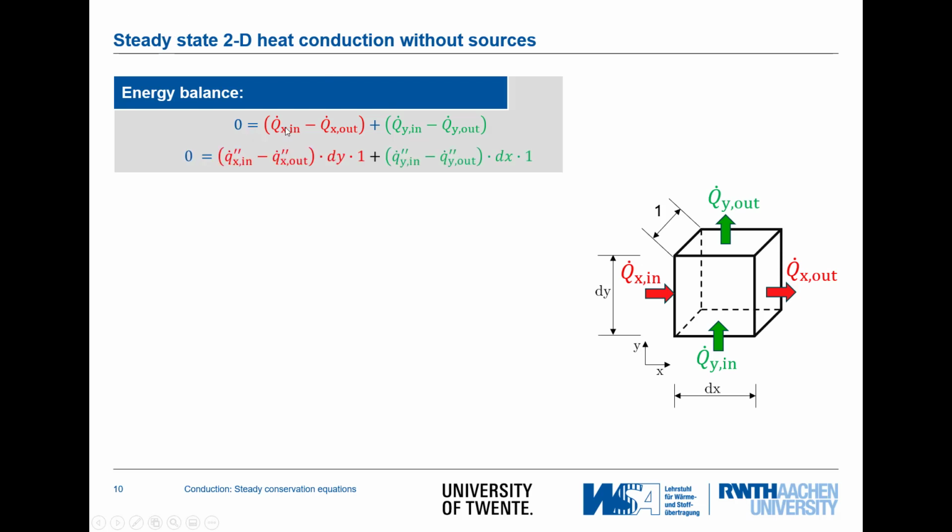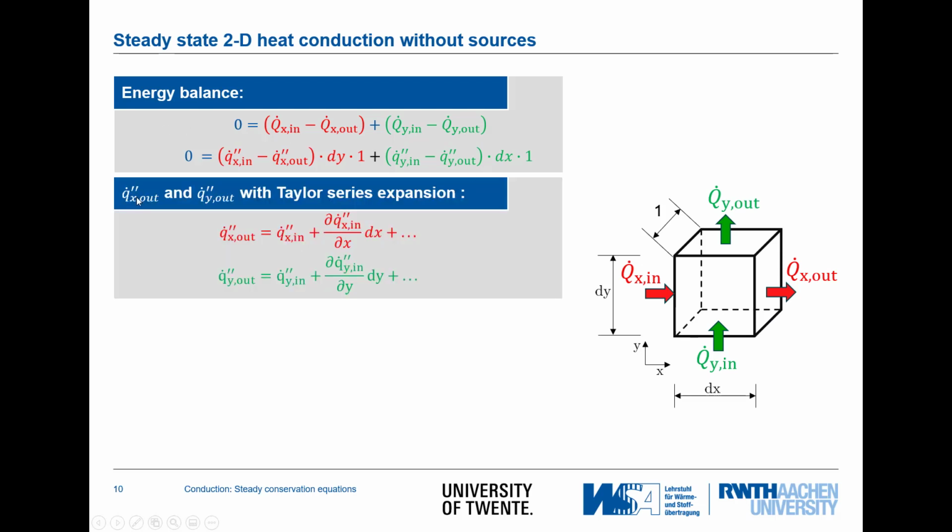So how do we describe the Qx in? That we can do with the area of the surface of the control volume. This area is described by dy times the unit of 1, because we assume now a two-dimensional problem. And for the fluxes in y direction, it's very similar. We have this area here, which is described by the size of the element dx times the length of the element 1.